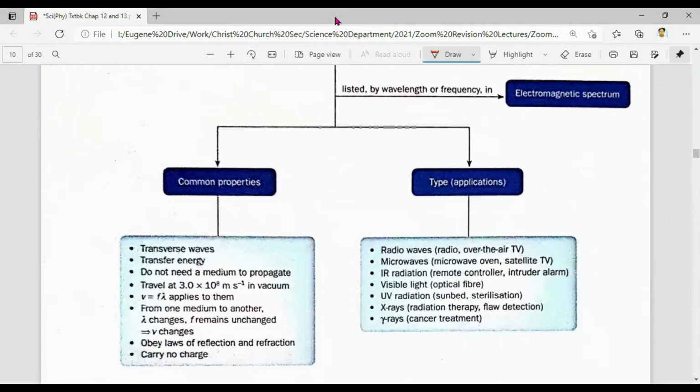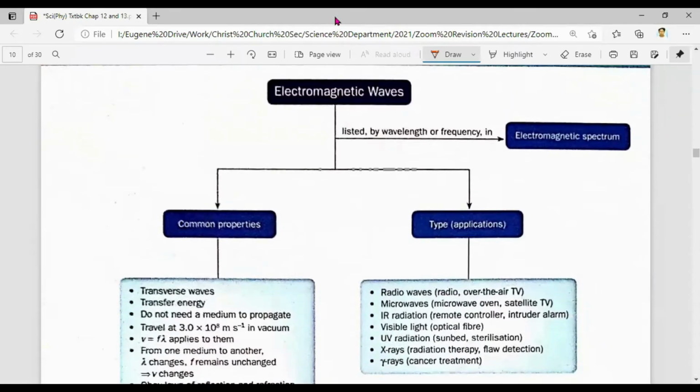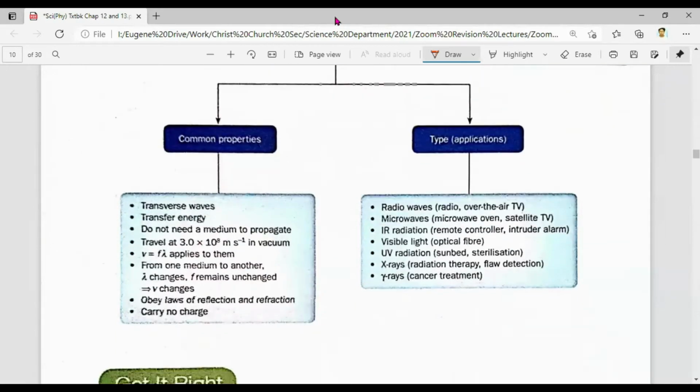So what we have done so far: first thing, we have learned about EM waves and categorized them, arranging them in order of wavelength or frequency. So your idea of radio wave, microwave, infrared radiation, visible light, ultraviolet, X-ray, gamma ray, you need to remember the whole sequence. That's why we did that when we went through them. Then we went through the common properties between all these waves. So we said they are transverse waves, important. They do not need a medium to propagate or travel. This means they can travel in vacuum.